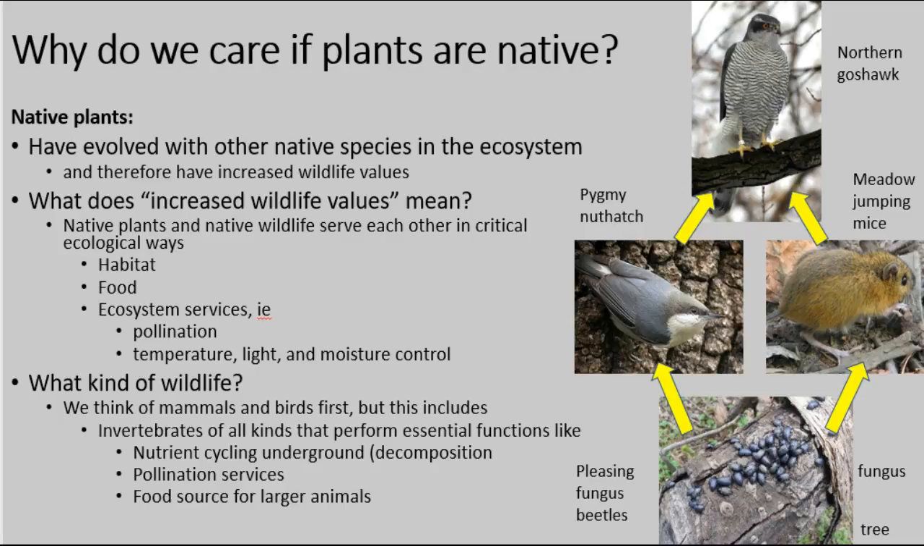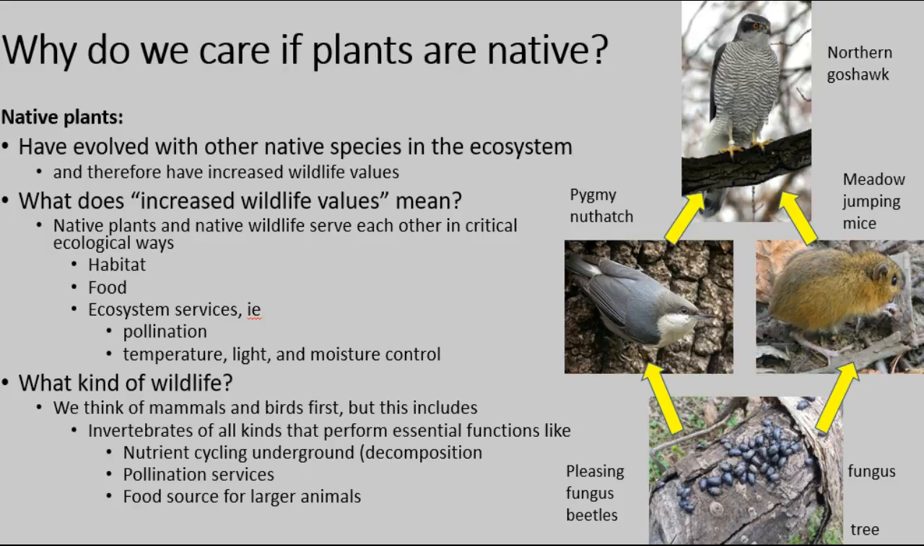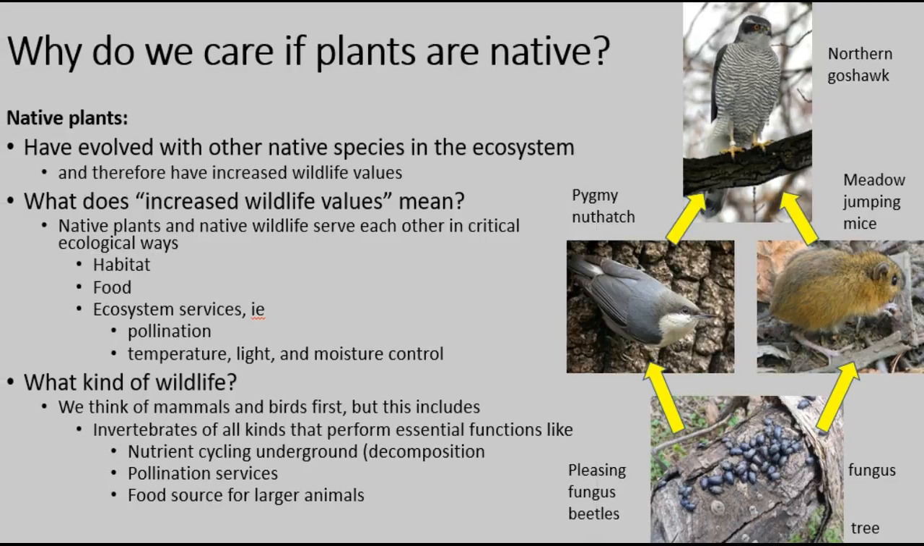Native plants have evolved with other native species in the ecosystem. So if you've already watched the ecology video, you have started to think a bit about how organisms are interacting with each other in the landscape. If organisms have evolved together, then they have a collective survival strategy, okay? So, for example, we might see signs that talk about protecting the wildlife habitat. And we might hear people say that native plants increase wildlife values. Okay, so that's what we're talking about.